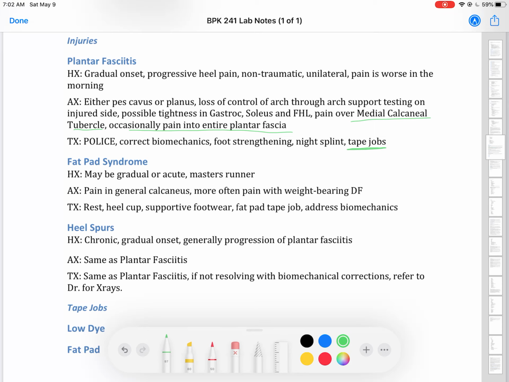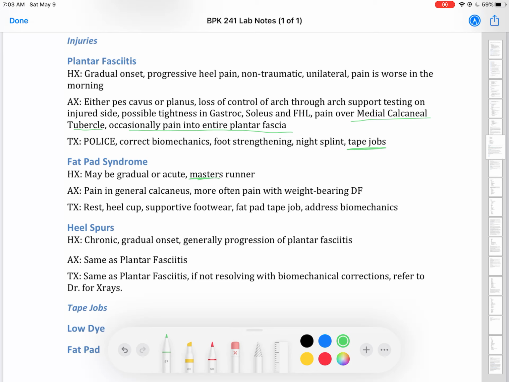For fat pad syndrome, again, a chronic gradual onset injury, usually associated with older athletes, and that's where our masters runner comes from, so over 40 years old. They've done a lot of repetitive pounding on hard surface, then that collection of fatty tissue underneath the calcaneus will thin out, and more of the impact is being transmitted through to the calcaneus, so the bone itself can get bruised. So they'll complain of pain right underneath the calcaneus.